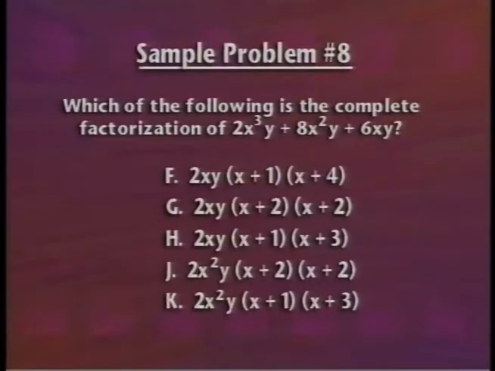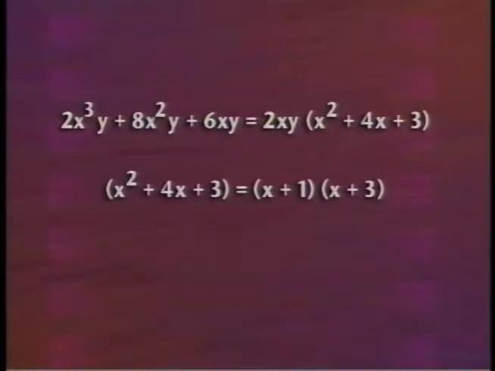Which of the following is the complete factorization of 2x cubed y plus 8x squared y plus 6xy? Let's first look to factor out the largest numerical value that would divide into each term. In this case, the number 2 is the largest number. Second, look for the largest value of x that can be factored. In this case, it is simply x. Third, let's factor out the largest value of y, in this case also just y. So the problem reduces to 2xy times, in parentheses, x squared plus 4x plus 3.